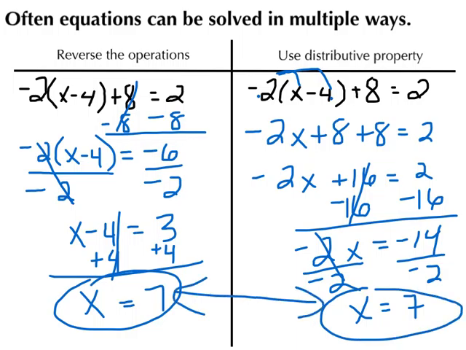Okay, so we know that both methods work. The only difference between the two methods is this first step right here, when we have to multiply the negative 2 in. Instead of dividing by negative 2, we multiplied it in.